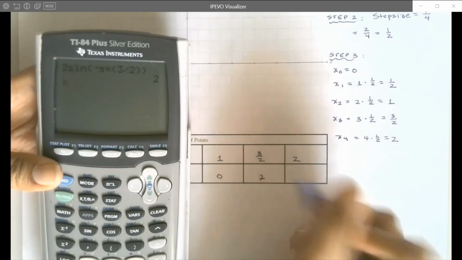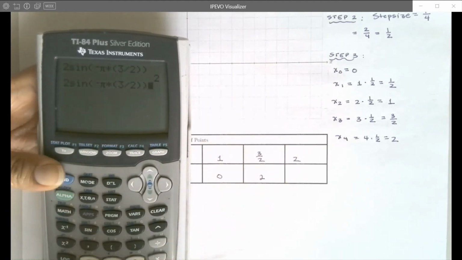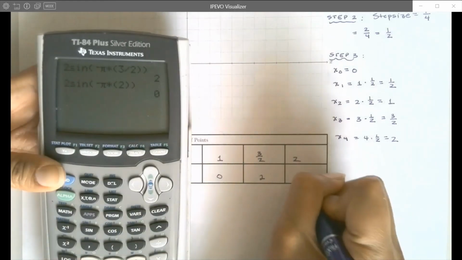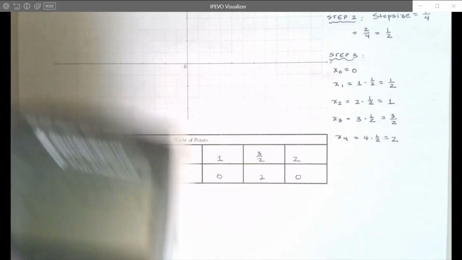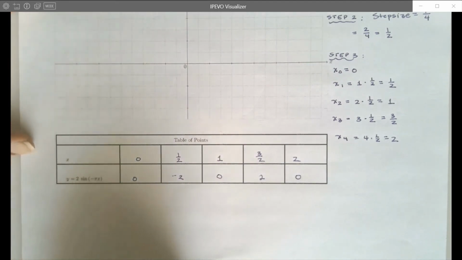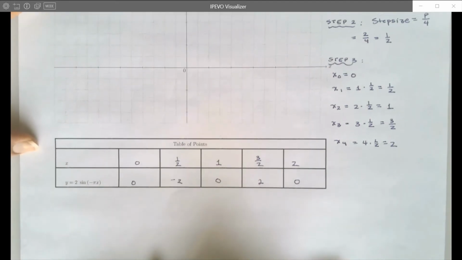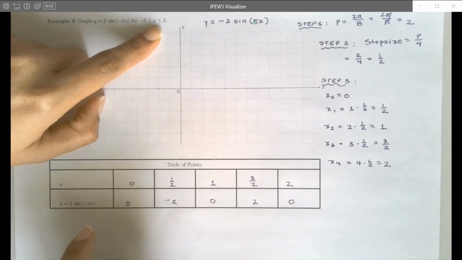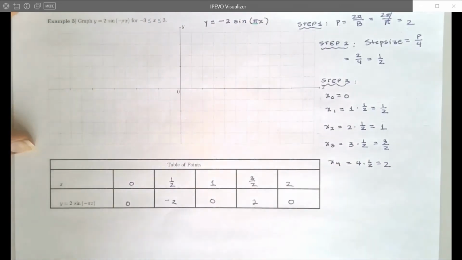We get 2. Next one is 2. We get 0. Okay, so let's plot these on our graph now. We need to make sure that we have all the way up to 3, so that we can draw all of the half intervals.